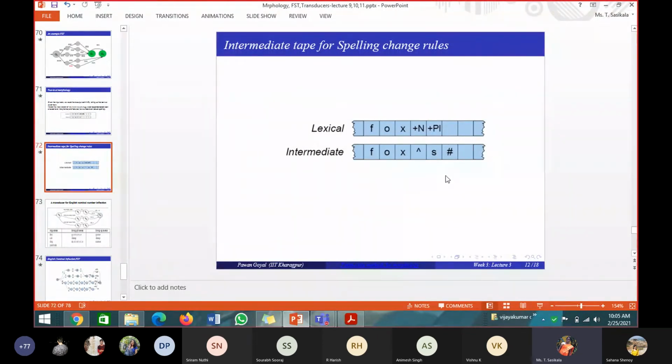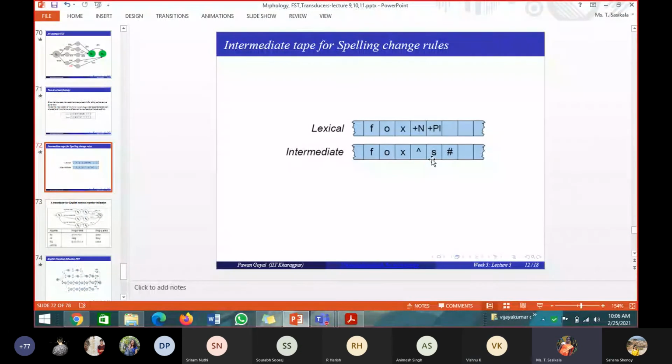So for foxes, what can I write? If my stem ends with X and the other morpheme is S, there should be an intermediate placeholder that comes between X and S. For any word you can write it. That placeholder can be replaced with E or replaced with null. For which case can it be replaced with null? Cats. For cat to cats, it will be replaced with null. For fox to foxes, it should be E.